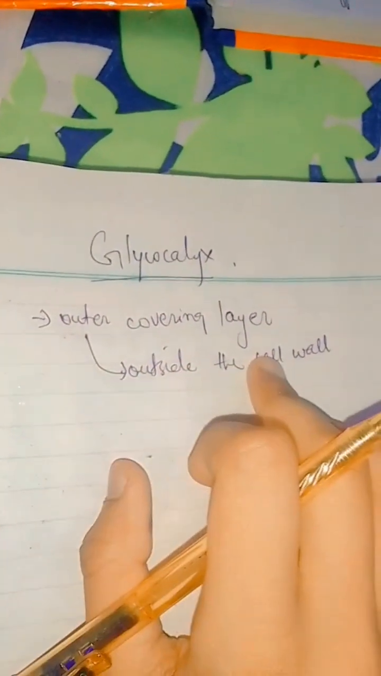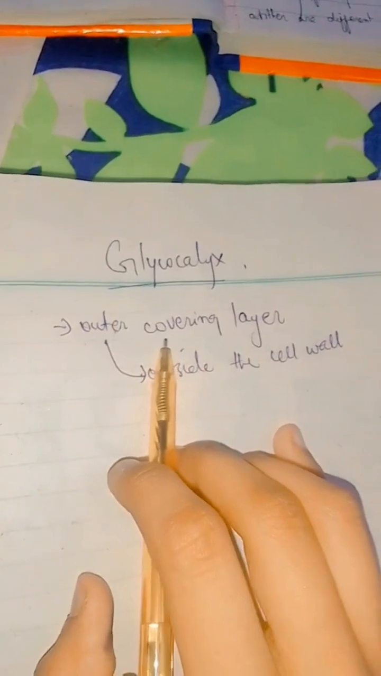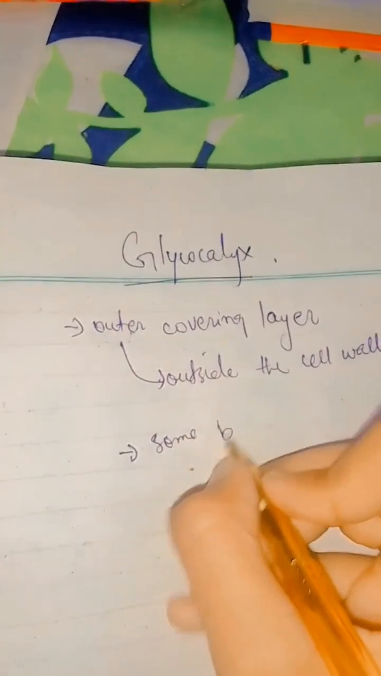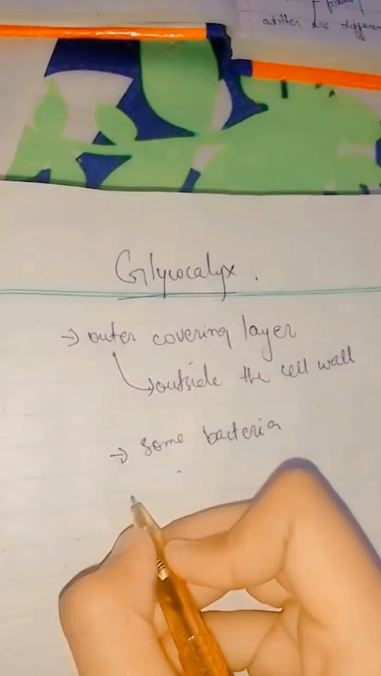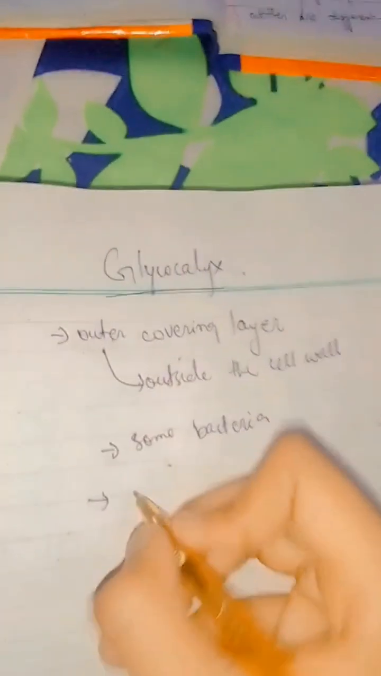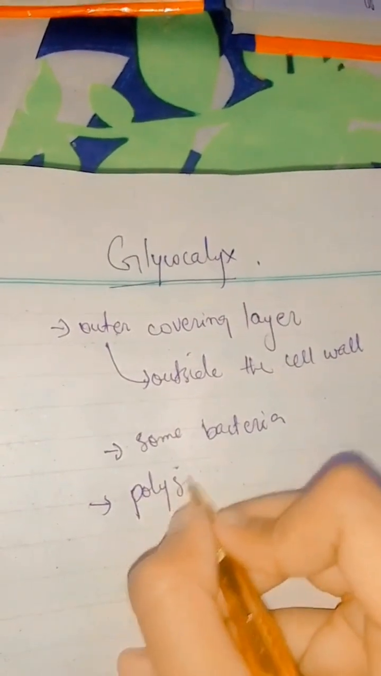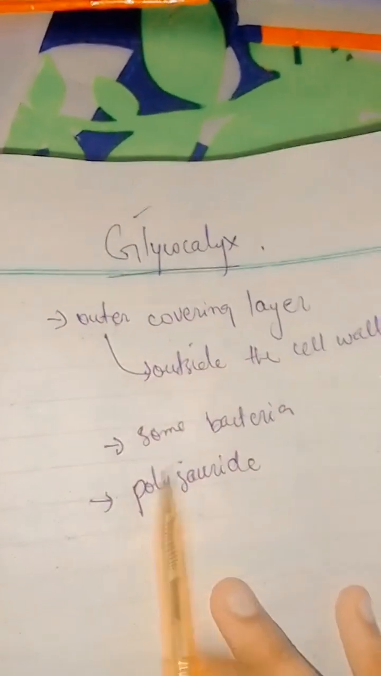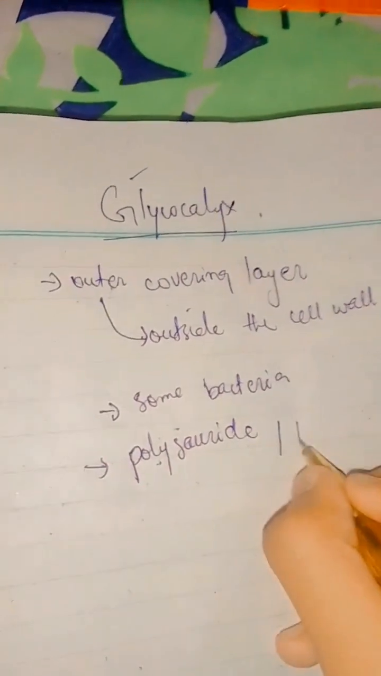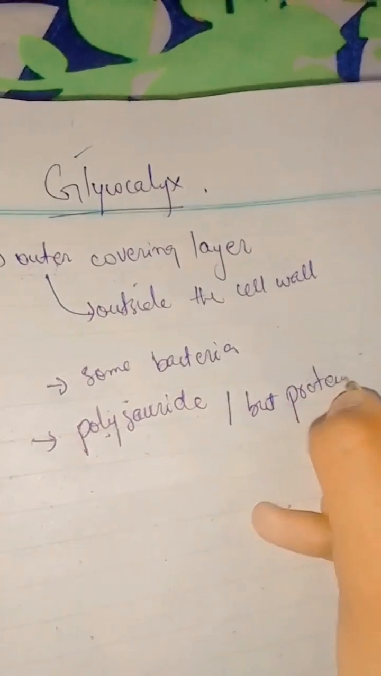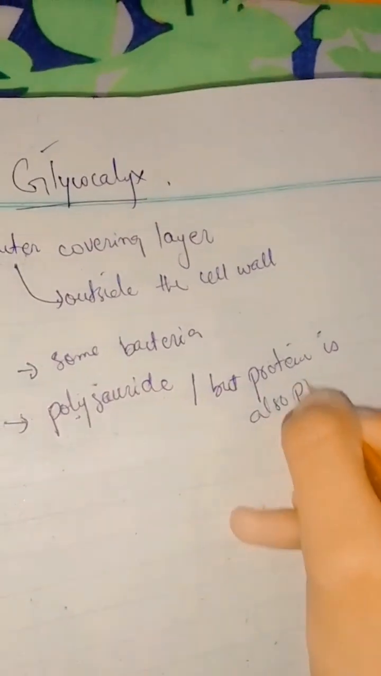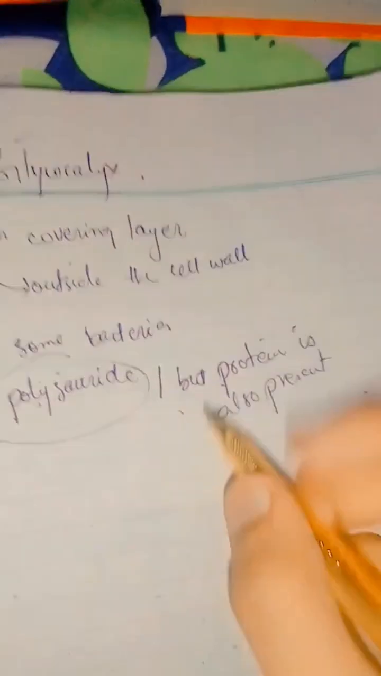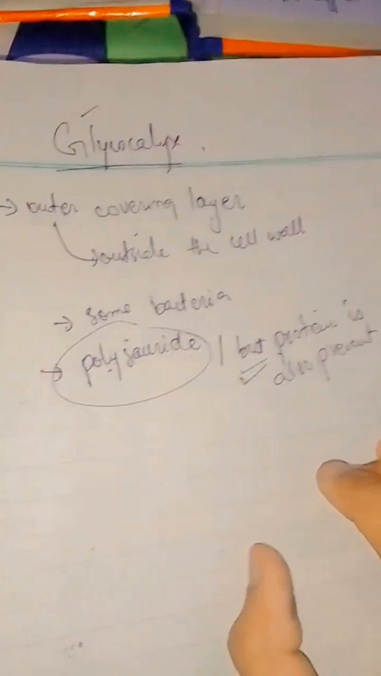It is basically present outside the cell wall, and it is the outermost covering layer, and it is present in some bacteria, not all. Generally it is made up of polysaccharide, because as we have discussed, glyco means carbohydrate, so that is why it is made up of polysaccharide. But protein is also present. It does not mean that it is made up of only polysaccharides, but it is also made up of protein.